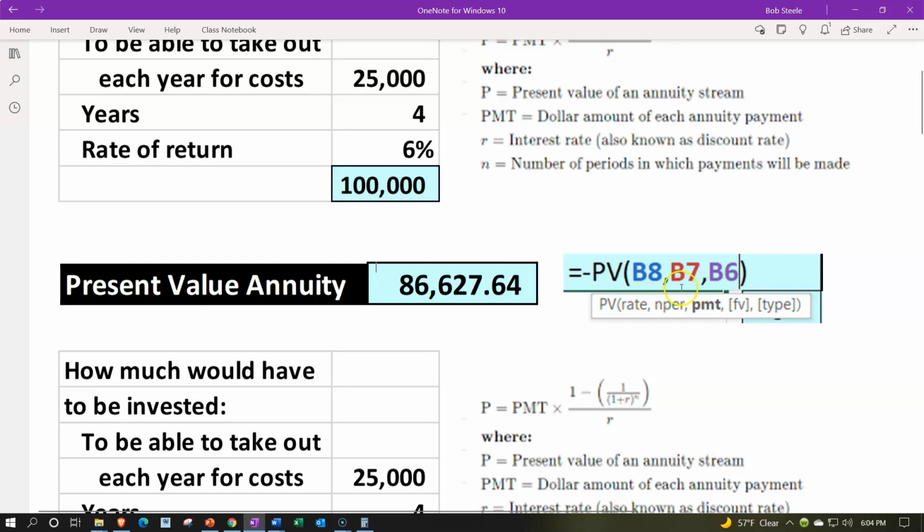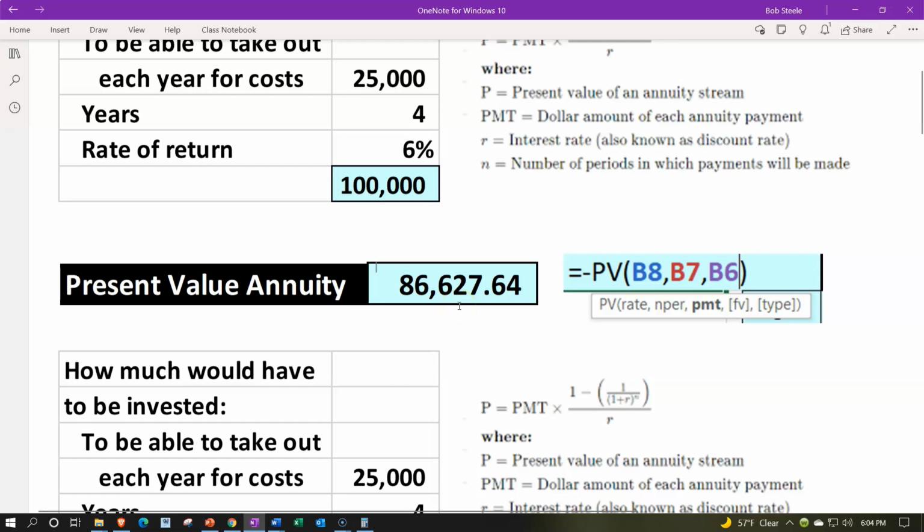Comma, then we have the number of periods, which is referencing the 4 periods here, because we've got the 4 years that we'll be dealing with. Comma, and then we're going to be using the payment field because it is an annuity. The payment's going to be that $25,000. The present value then resulting in the 86,627.